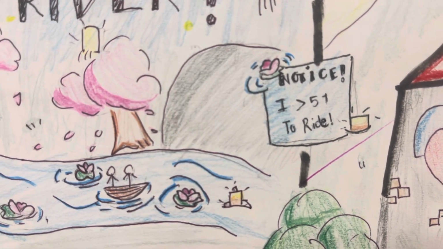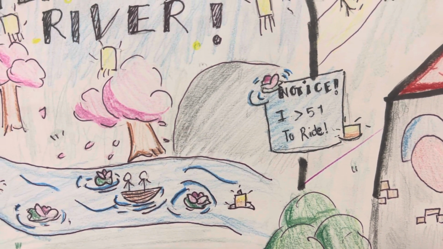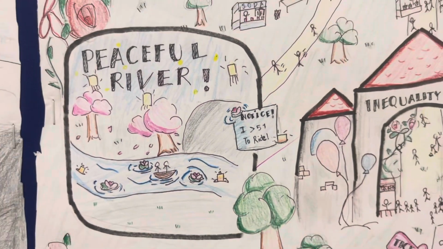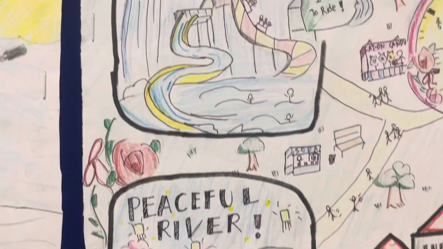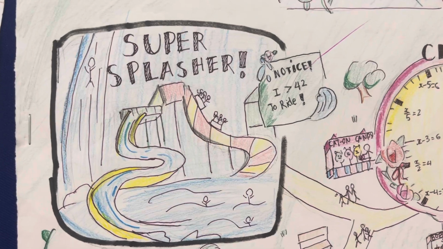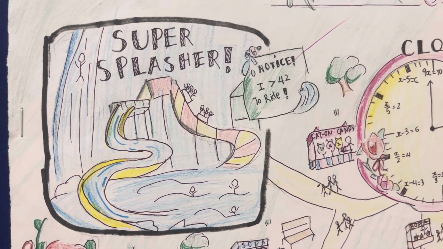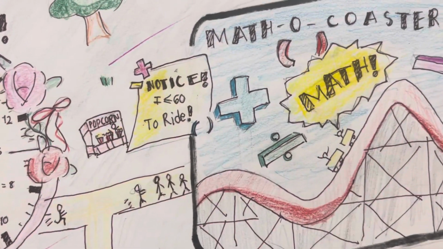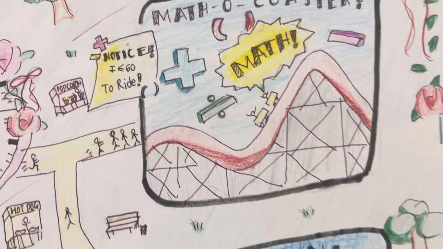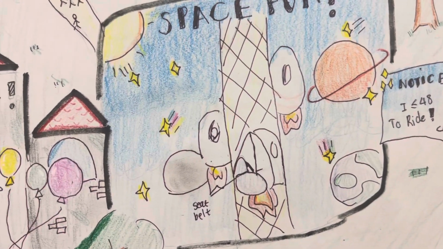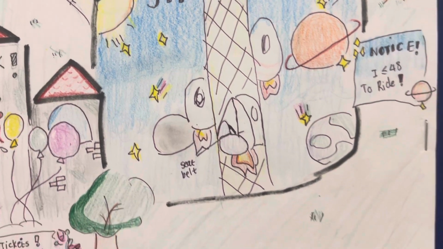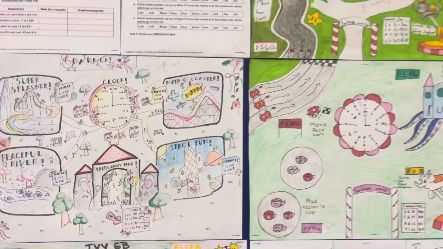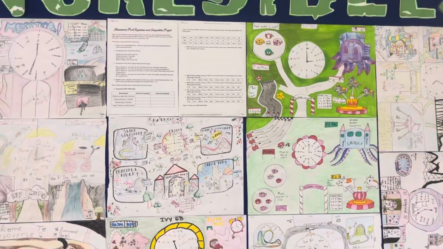It says here that if your height is greater than 51, you can go to Fistful River, and Super Flasher if your height is greater than 42. This one is if your height is less than or equal to 60 inches, and this one if your height is less than or equal to 48 inches. So this is a great activity, an application of the word problems.